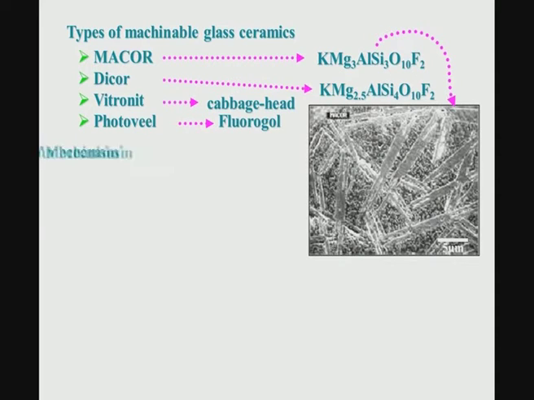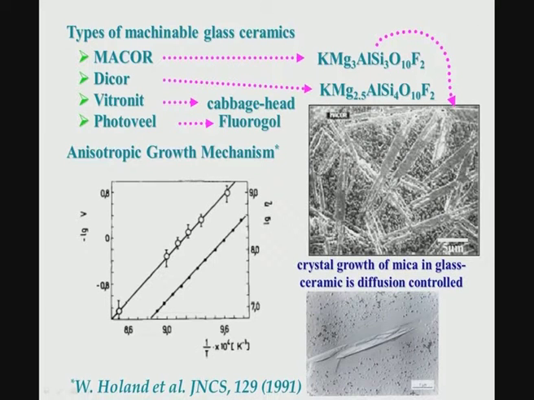For the rest of this module I will discuss the development, processing and properties of machinable glass ceramic materials. Some of these machinable glass ceramic materials are currently commercially available, produced by companies internationally, and some of the brand and trade names under which they are available are Macor glass ceramics, Dicor glass ceramics, Vitronit and Fotoceram.